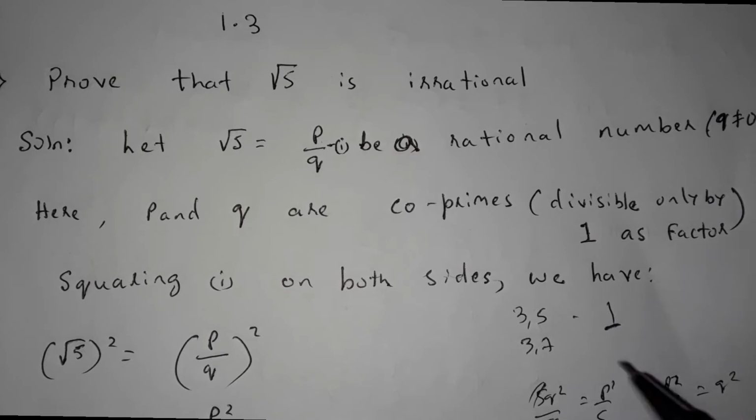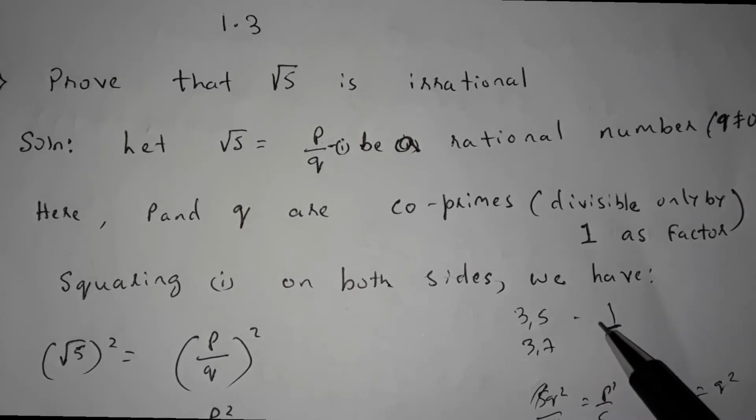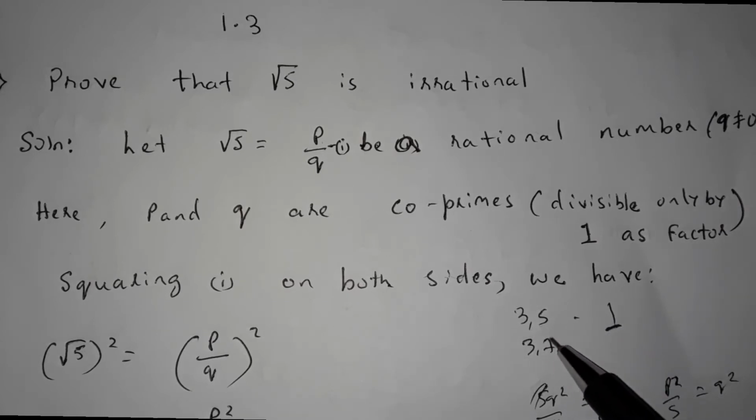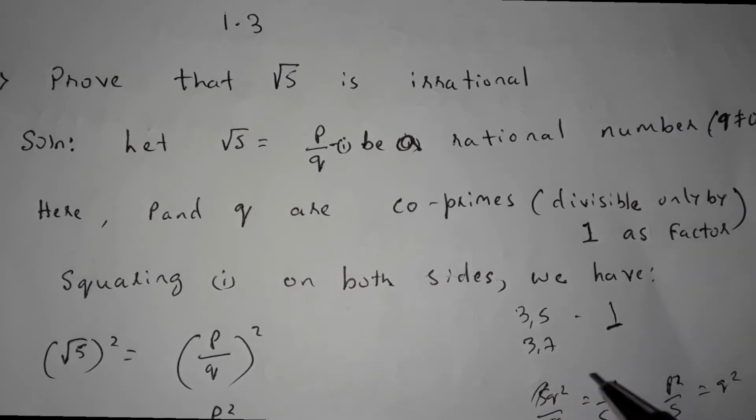Let's say 3 and 5. What is the common factor? It is 1, because there's no number that can divide both 3 and 5, or 3 and 7, or 13 and 17. They are co-primes because they're divisible only by 1.